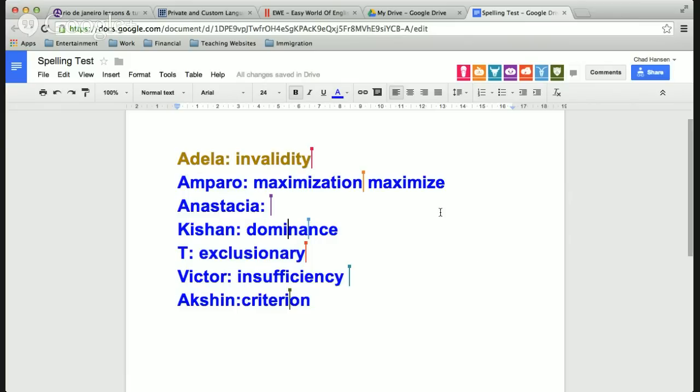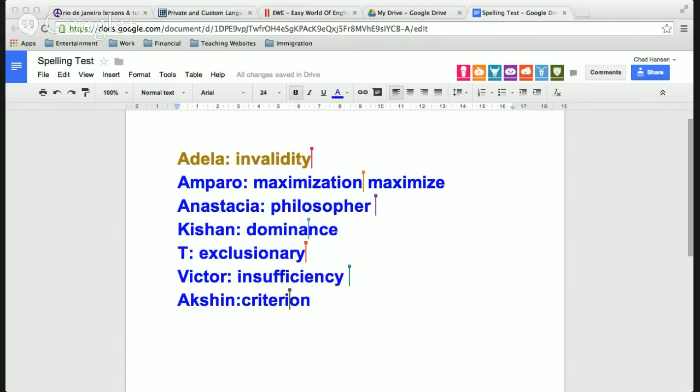Great, Anastasia. Your word is philosopher. Philosopher. You're very, very close. Keep going. That would be philosopher. There you go. That's it. Okay, good. Philosopher. Nice job.